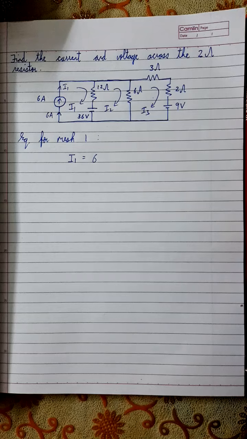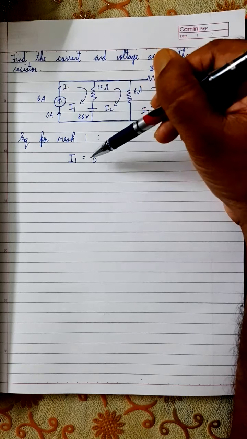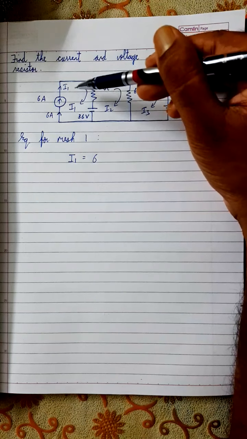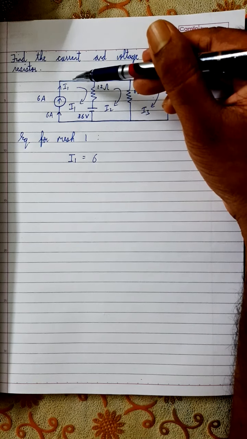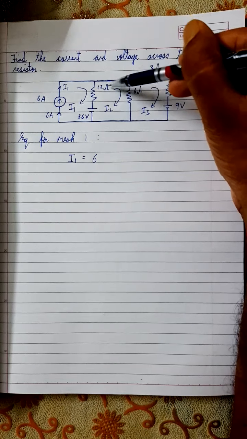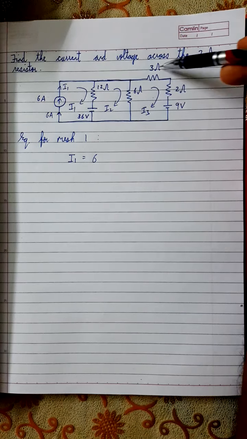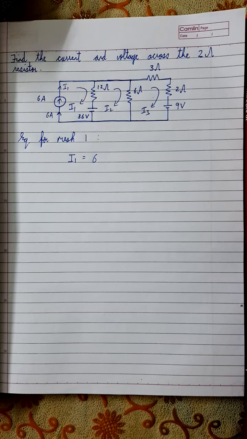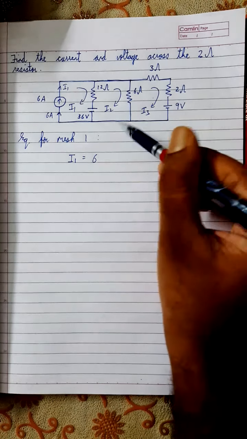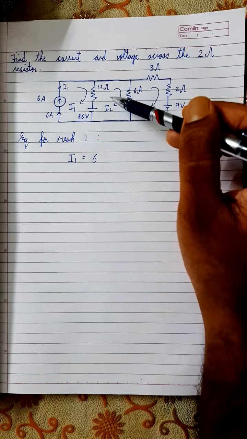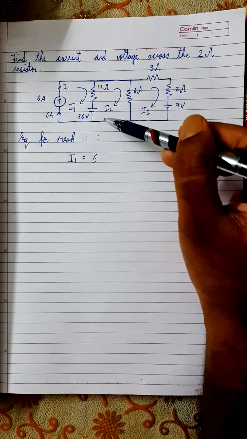You see, if this 6 ampere source was over here, I1 is equal to 6. If the 6 ampere was over here in this branch, then that is also I1 is equal to 6. If the 6 ampere current source was over here, then the equation would have been I2 is equal to 6. If that 6 amperes was over here, then it would have been I3 is equal to 6. If that 6 ampere was somewhere over here also, it would have been I3 is equal to 6. If that 6 ampere was somewhere over here, then it is I2 is equal to 6. You see, the reason is because on that particular branch only that particular current flows.